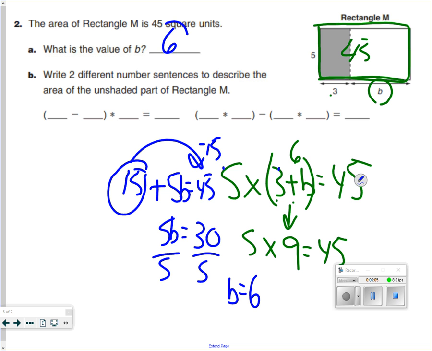So what does b equal? It equals 6. There's two ways to show it. That's why I changed the color of my marker. Write two different number sentences to describe the area of the unshaded part of rectangle M. Let's take a look here.